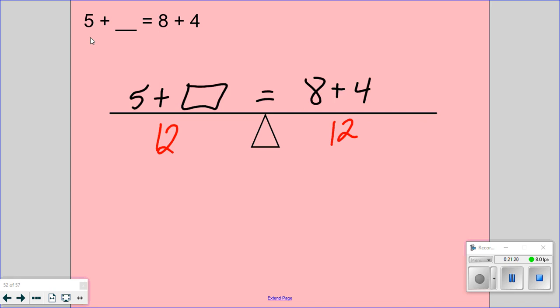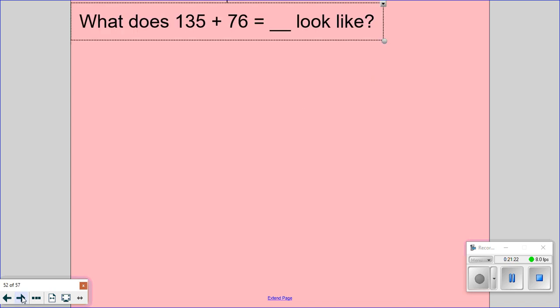All right, we're going to continue on with our addition. If you have not yet turned to the next page, even if you have space, this is your title piece. It says, what does 135 and 76 having the same value as mystery number, spot saver, look like?